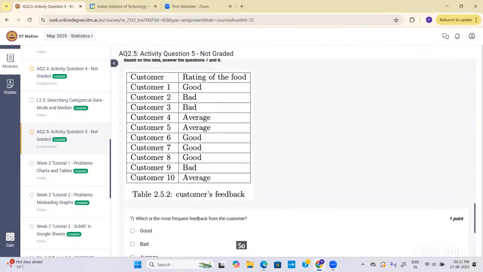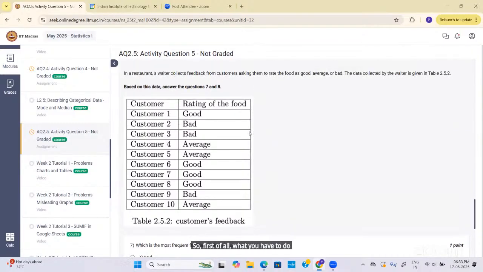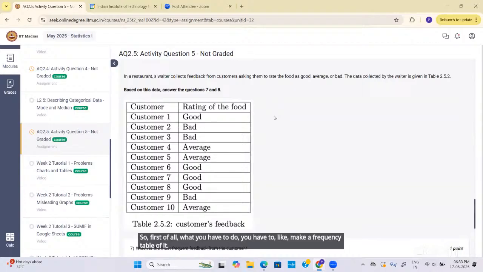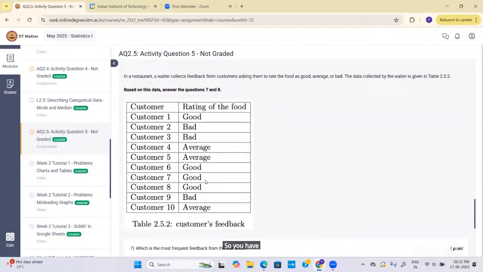So first of all, what you have to do is make a frequency table of it. You have three different ratings: good, bad, and average. The three different categories you have are good, bad, and average, and then you have to write their frequency.